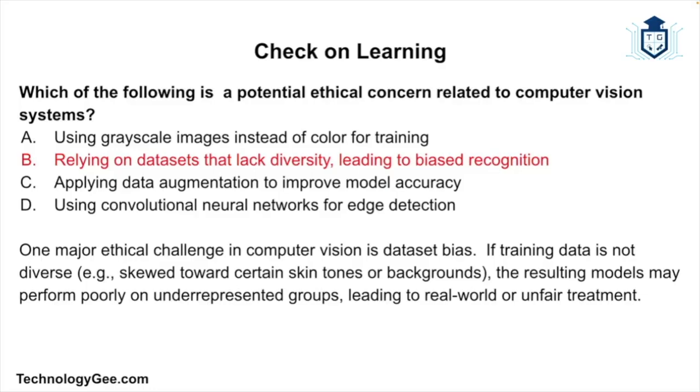One major ethical challenge in computer vision is dataset bias. If training data is not diverse, the resulting models may perform poorly on underrepresented groups, leading to real world or unfair treatment.